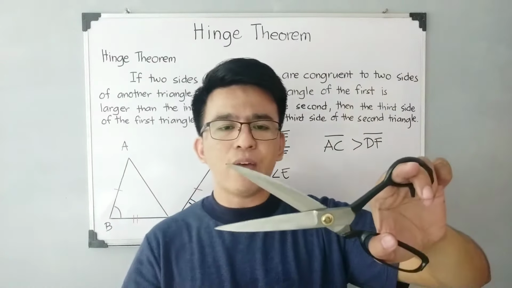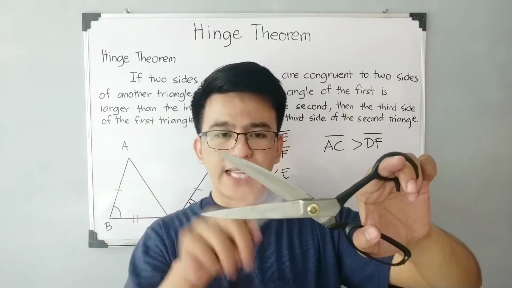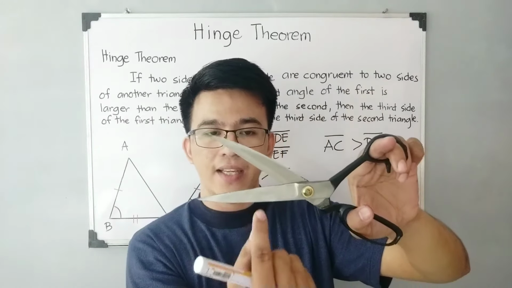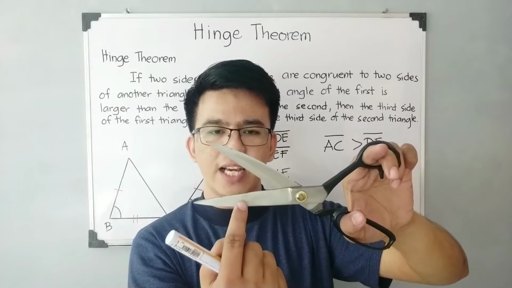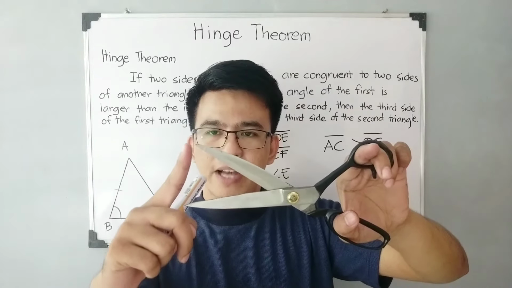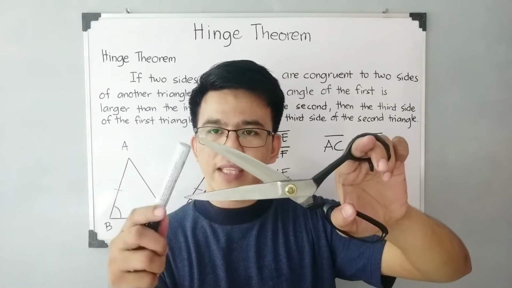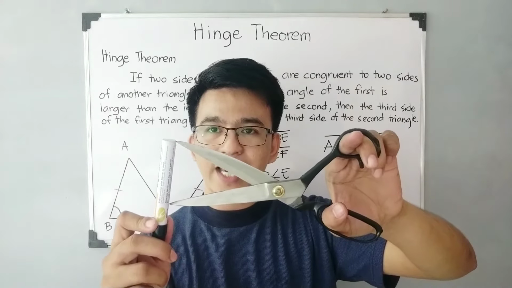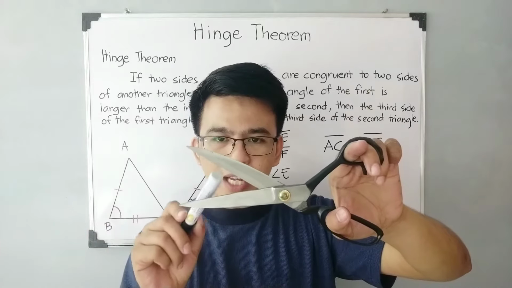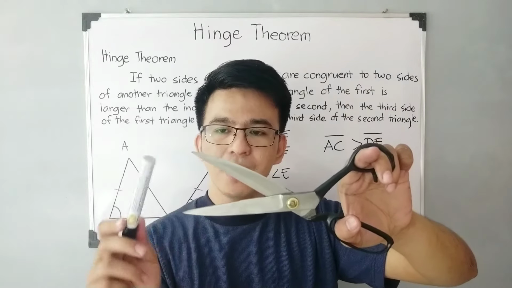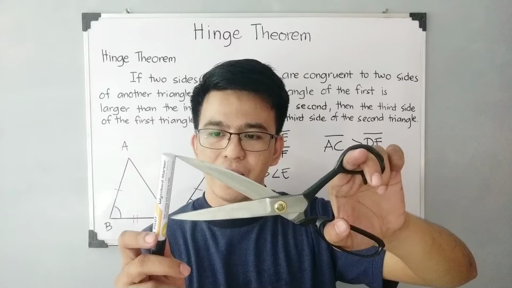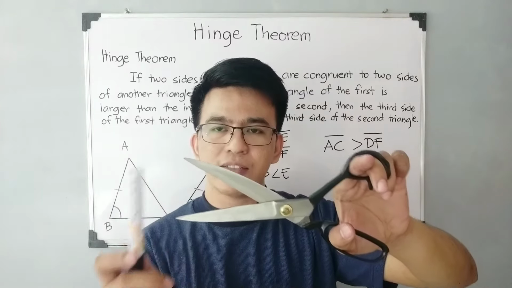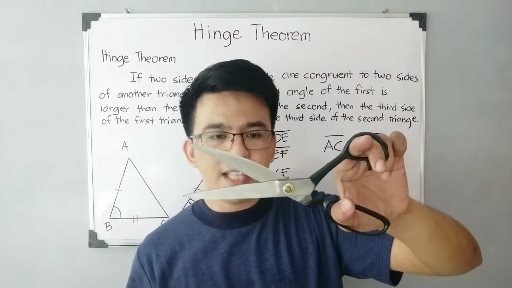So let's say, for example, I will open this scissor like this, and its angle is only this big. So, let's try measuring this part using our marker, up to here. Okay? Using an angle this big, it only reaches up to here. Okay. So, let's try resetting this scissor.